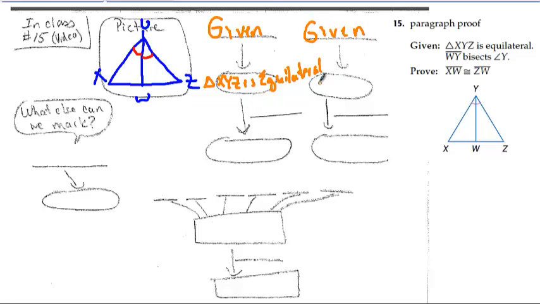So given WY bisects angle Y. Okay, well, let's look at what they're given here and talk about those for a second. So I'm given that triangle XYZ is equilateral. Equilateral means all the sides are the same. If all the sides are the same, then I know by the definition of what equilateral means that XY is congruent to YZ, which is congruent to XZ there.